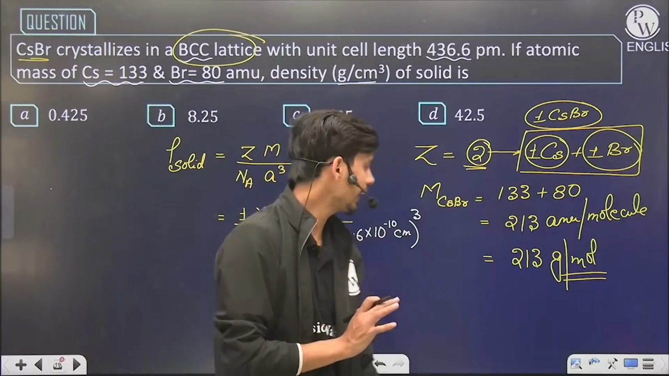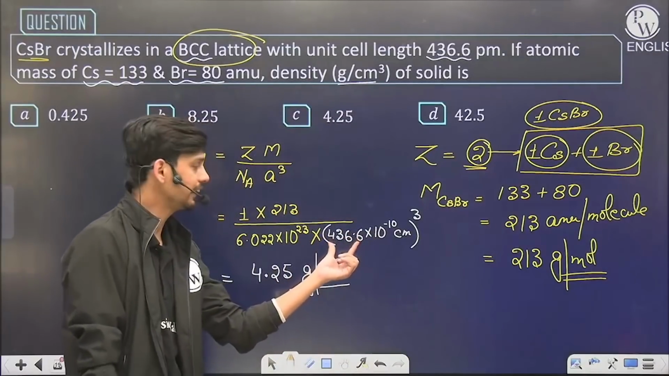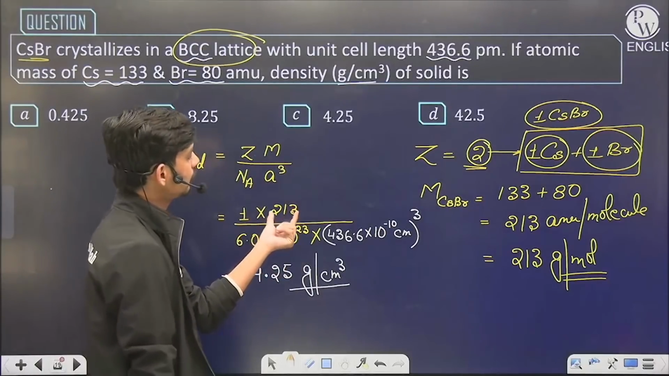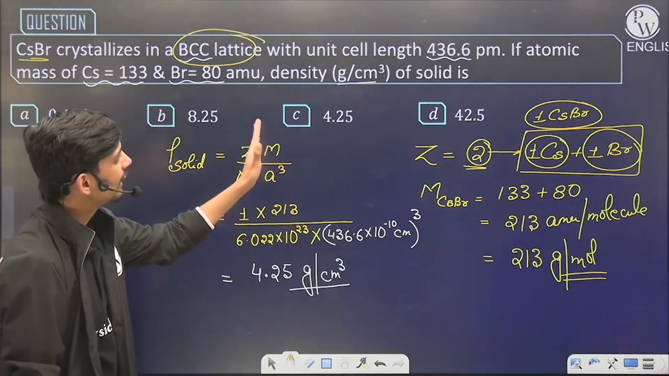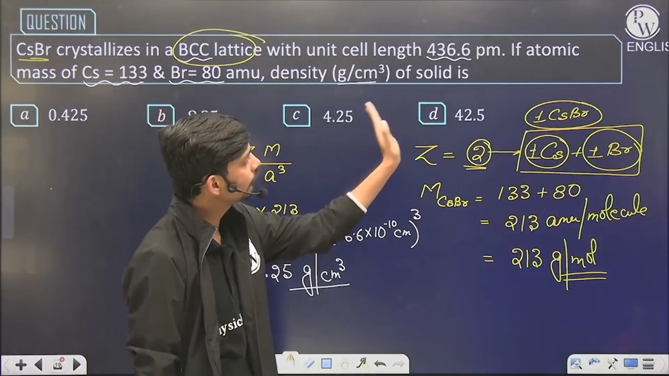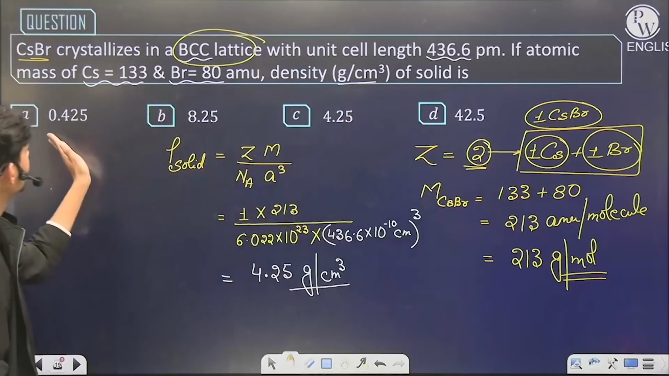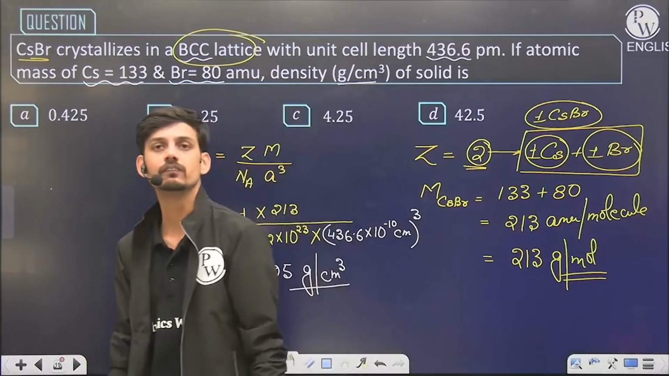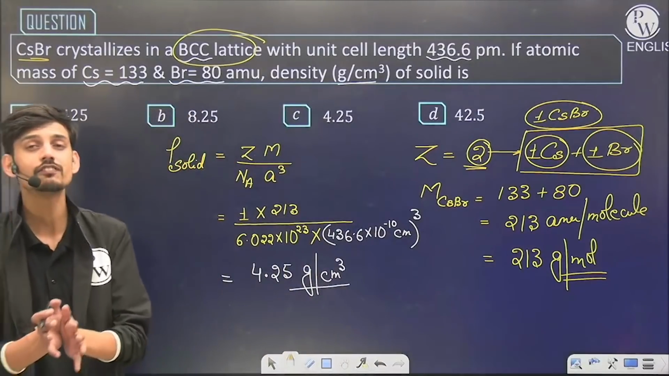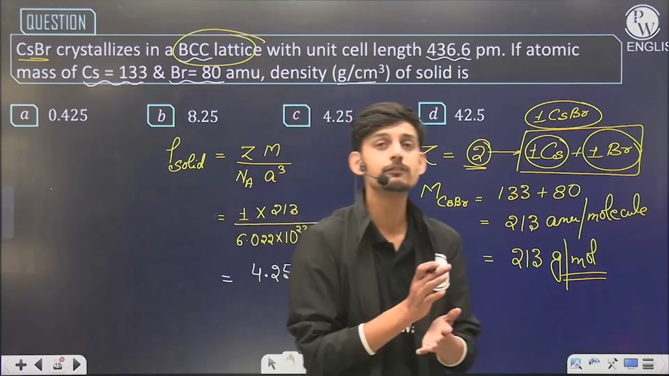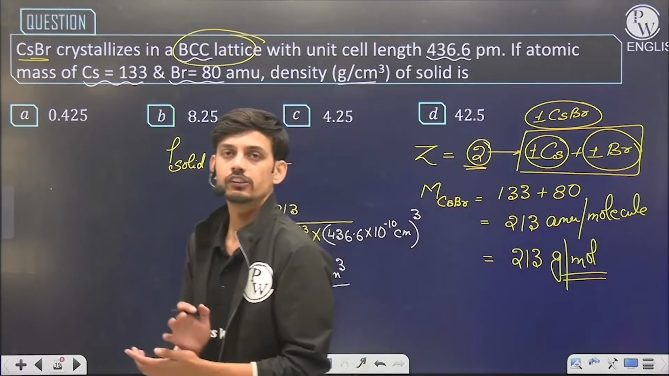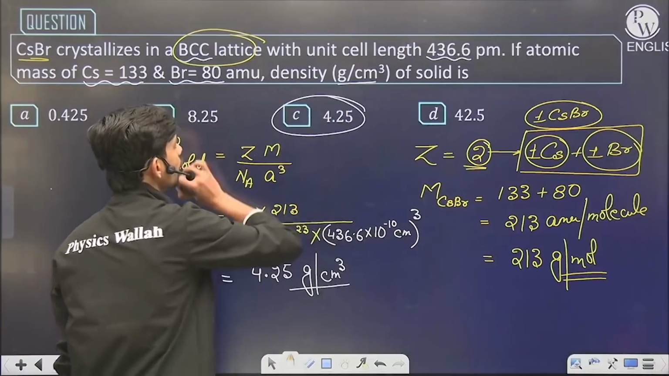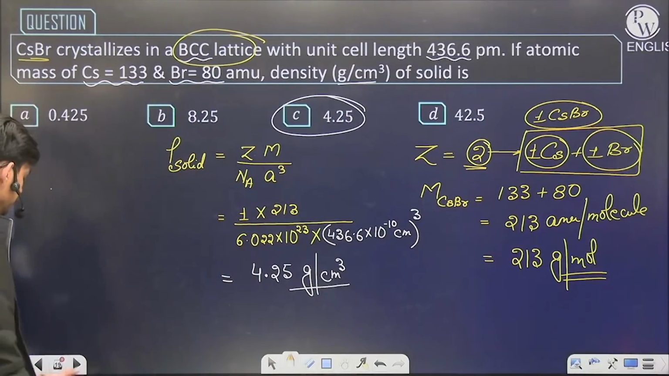Some approximation can be done. 436 can be taken as 440. 6.022 can be taken as 6. And 213 can be taken as 210, because the answer options are quite far apart. This is 4.25, this is 42.5, this is 0.425 and this is 8.25. So a little bit of approximation can be done for this MCQ. Without approximation, an MCQ on density will be very lengthy and very time consuming to solve completely. So some approximation in calculation is also required here. For this, the answer is 4.25 gram per centimeter cube.